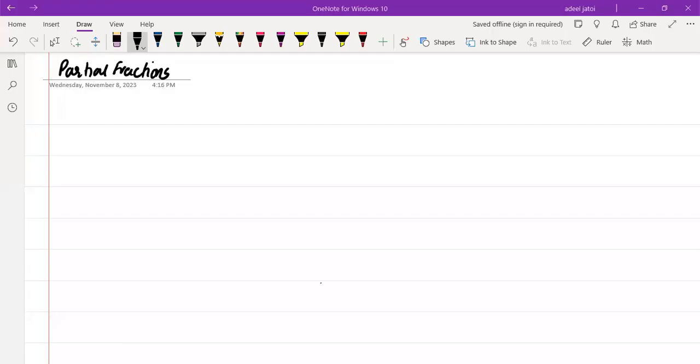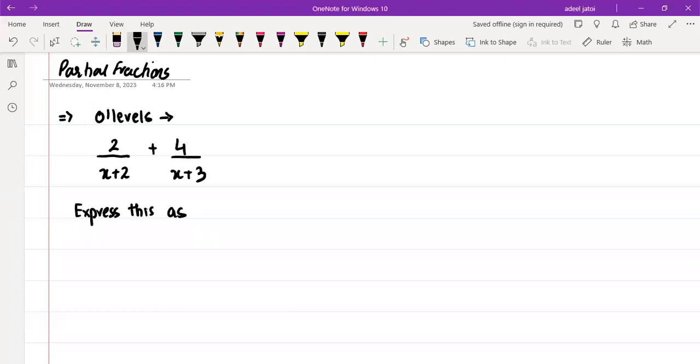Okay, ji. Partial fractions. Now, what are partial fractions? Let's just rewind our concepts from our O-level basis. In O-levels, what you used to do was you used to have two different fractions, like 2 upon x plus 2, 4 upon x plus 3. And the examiner would always want you to write down as express this as single fraction.